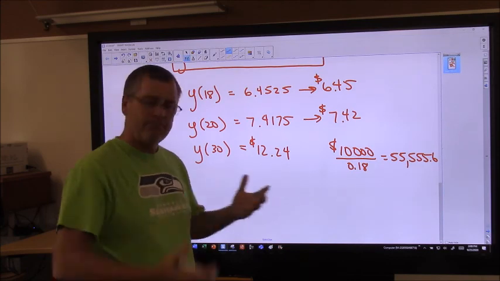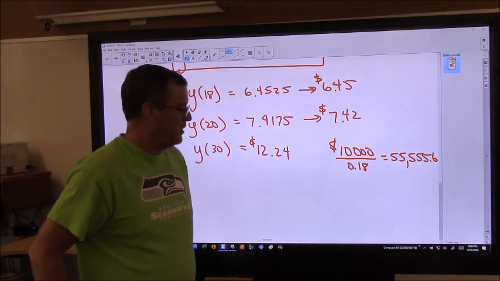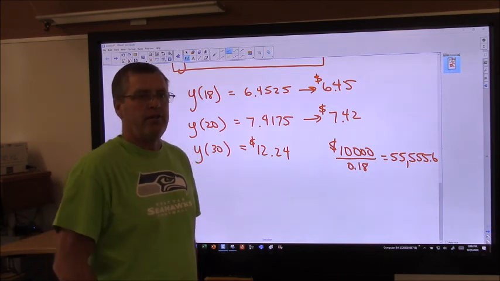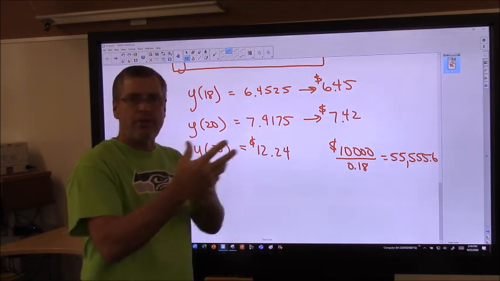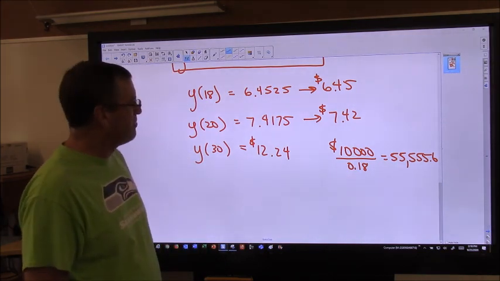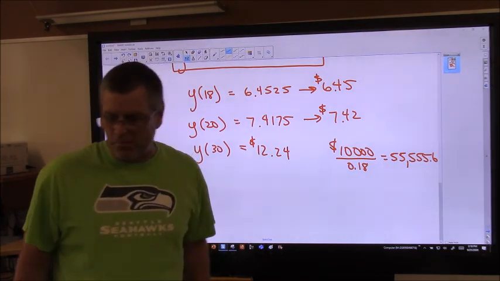But that's how trading stocks works. A lot of people study the stock market in college, and then they have a job where that's all they do is manage stocks and make money. Kind of an interesting way to make a living. All right, let's try another problem.